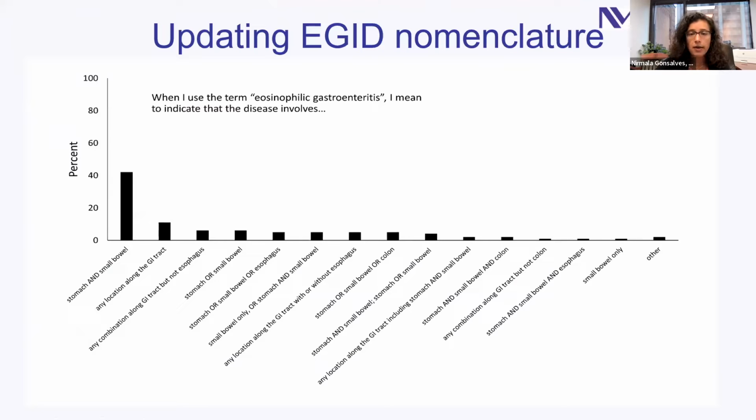This was a questionnaire that was given to over 80 experts in the field, asking them, when I use the term eosinophilic gastroenteritis, I mean to indicate that the disease involves. And what you can see here is that 40% of people actually used it correctly. They used it when they were referring to the stomach and the small bowel, gastroenteritis. However, 10% referred to it as any location along the GI tract. 10% looked at any combination along the GI tract, but not the esophagus. And you can see here in this diagram that there were numerous other answers.